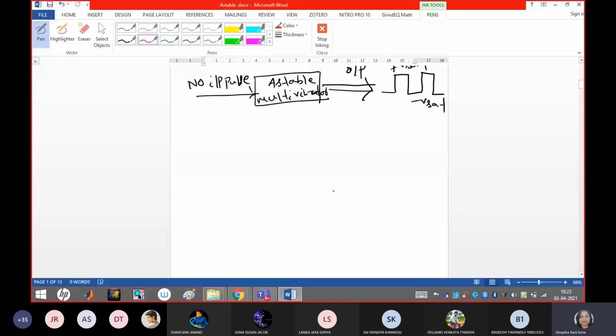This derivation is important, guys. You may expect it either in CAT 2 or in FAT. Suppose in CAT 2 it won't come, then in FAT it will come, but indirectly. It won't be mentioned as derive, but you may face the problem. Okay, so this is the explanation about the frequency of oscillation of the astable multivibrator.